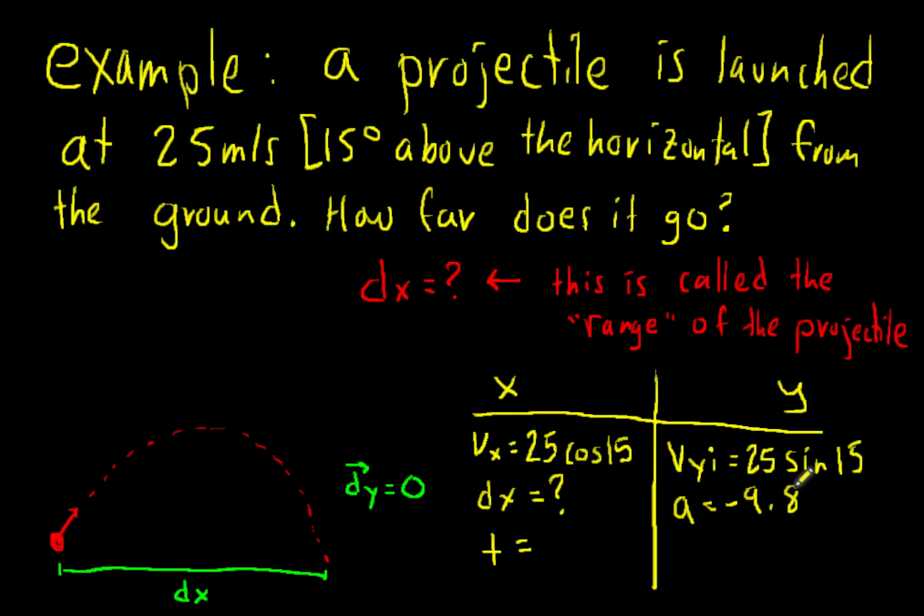The acceleration in the y direction is negative 9.81 meters per second squared, and the displacement in the y direction is 0, because it comes to the height it started at. We can use these three pieces of information to solve for time, and once we have time, we can carry it over to the x side to solve for distance. So the first step is to solve for time in the y direction.